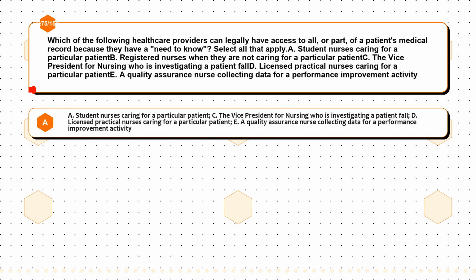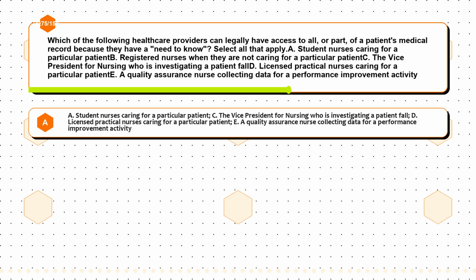Question 75. Which of the following healthcare providers can legally have access to all or part of a patient's medical record because they have a need to know? Select all that apply. A. Student nurses caring for a particular patient. B. Registered nurses when they are not caring for a particular patient. C. The vice president for nursing who is investigating a patient fall. D. Licensed practical nurses caring for a particular patient. E. A quality assurance nurse collecting data for performance improvement activity.